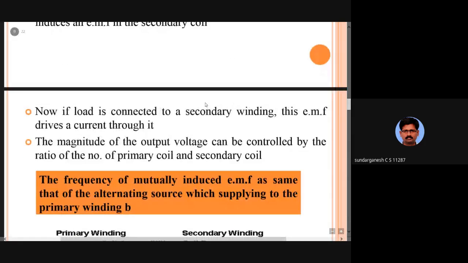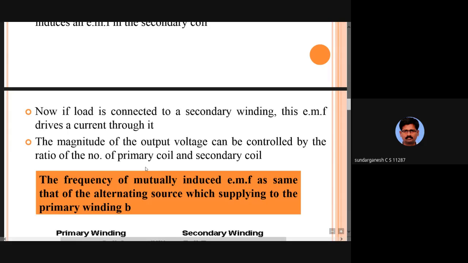Now, if a load is connected to the secondary coil winding, this EMF drives a current through it. The magnitude of the output voltage can be controlled by the ratio of the number of turns of the primary coil and the secondary coil.